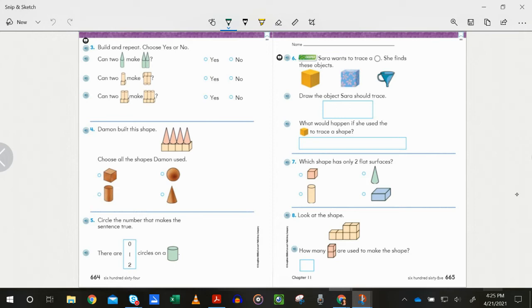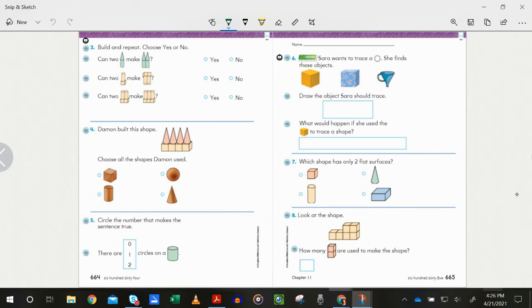Number 6, Sarah wants to trace a circle. She finds these objects. Draw the object Sarah should trace. So draw which of these 3 things in this box. Draw one of these 3 things in the box that she can use to trace a circle. Pause if you need more time. On the second section, it says, what would happen if she used the cube to trace a shape? If she traced the cube, write down what she would get. Or you can draw what she would get from tracing the cube.